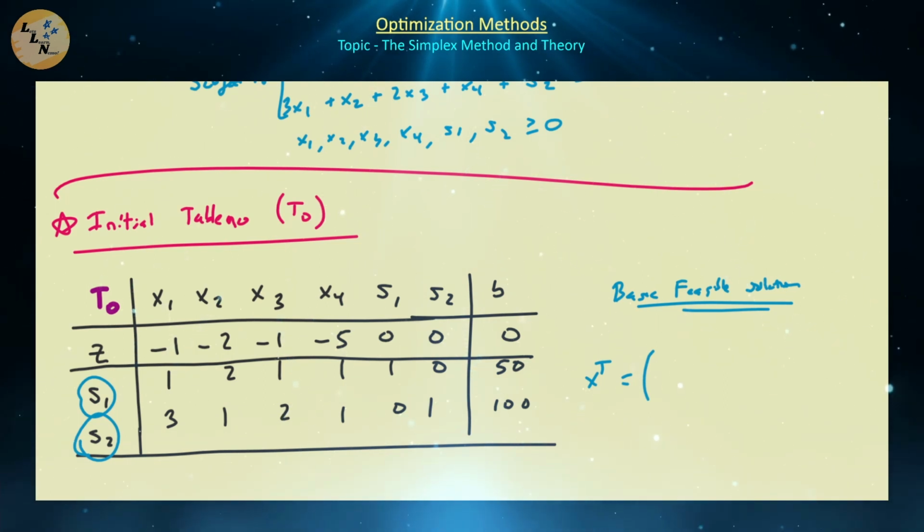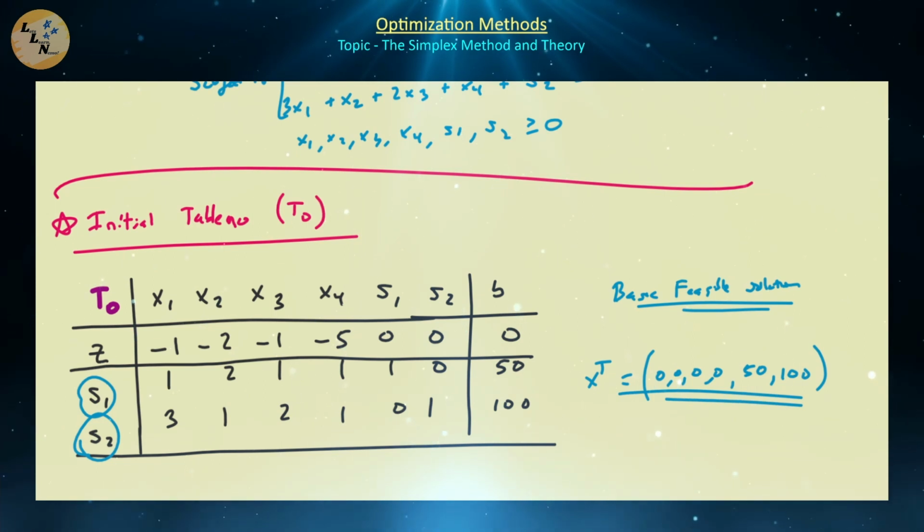x1, x2, x3, and x4 are going to be initialized to 0 because they're going to be our null variables to start. And then we have s1 and s2, which are equal to 50 and 100. And one can show that when we plug this solution into that objective function, we actually get 0. Okay? Now, is 0 the largest value we can have? Most likely not, right?